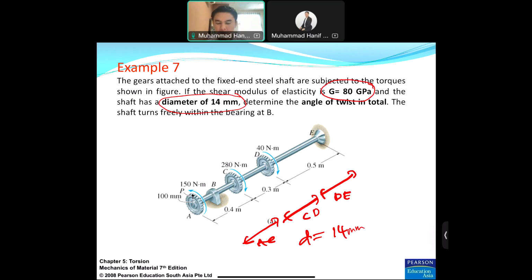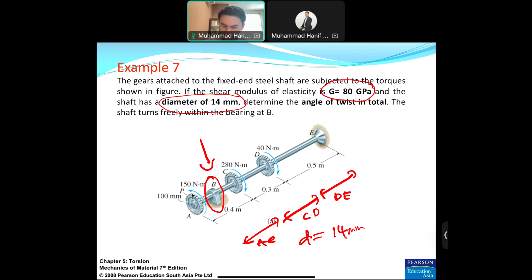Another clue here is that the shaft turns freely within the bearing at B. So we have a bearing at B here. The clue is that there is no friction at all. If you consider friction, then another method should be implemented. But in this case, there is no friction, so we can ignore the bearing at B.